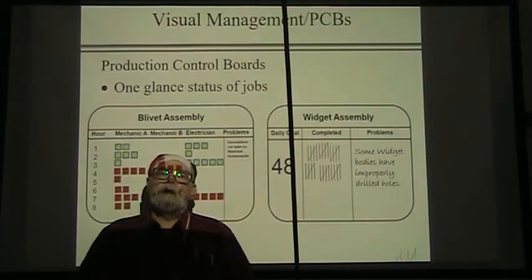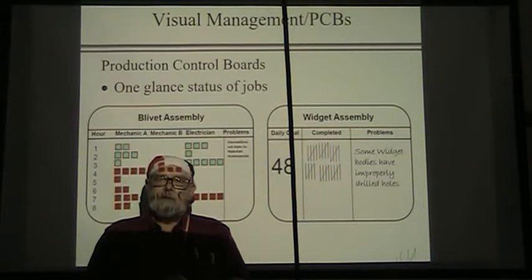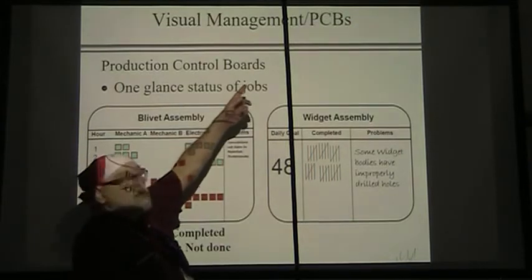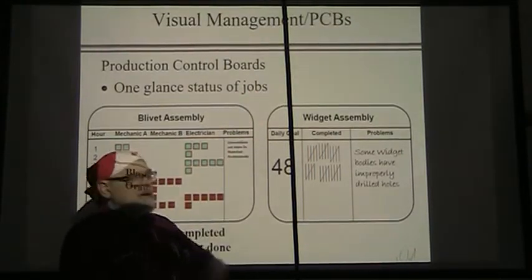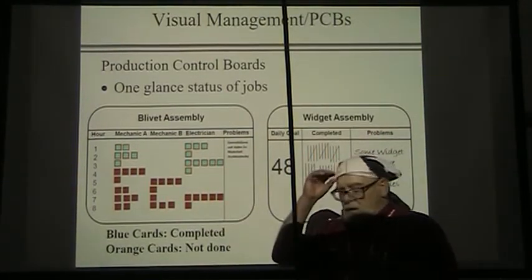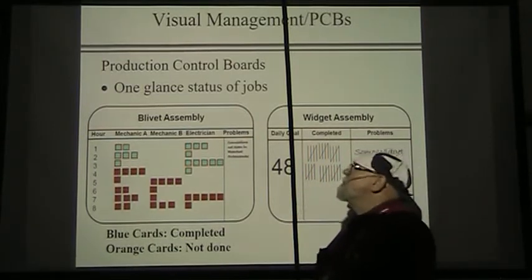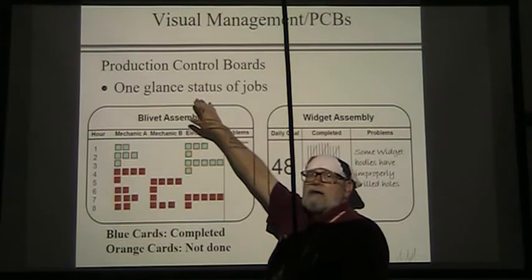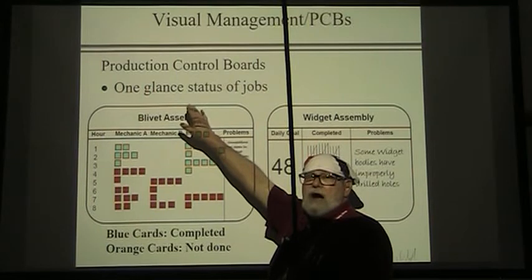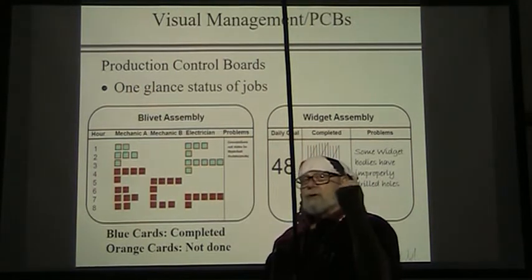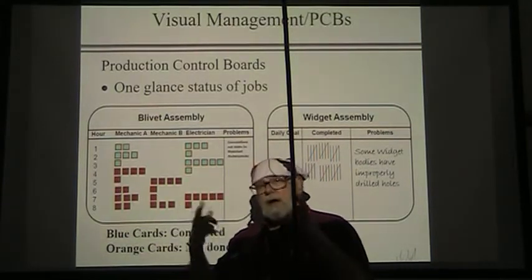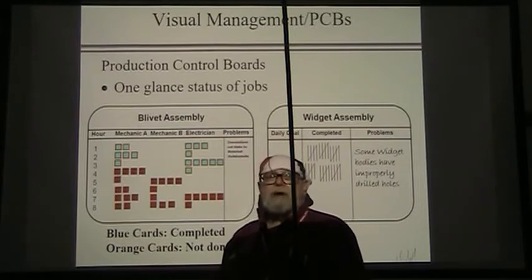All right, one thing that we often do with visual management is we create production control boards. And some people call these something else, which I can't recall at the moment, but that's not important now. What it is meant to do is give us a one-glance status of the job, right? So the manager of a shop can step outside, he looks at all the production control boards, and he can see what's on track and where somebody might need help.